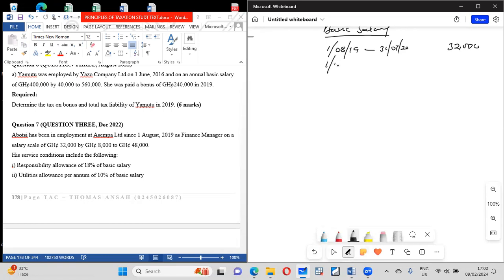Then from August 2020 to 31st July 2021, that one has to increase by 8,000. So that would be like 40,000. We still don't have the 12 months here. So from August 2021 to 31st July 2022, we increase it by what? 48,000. And that is the limit. We can't exceed it.